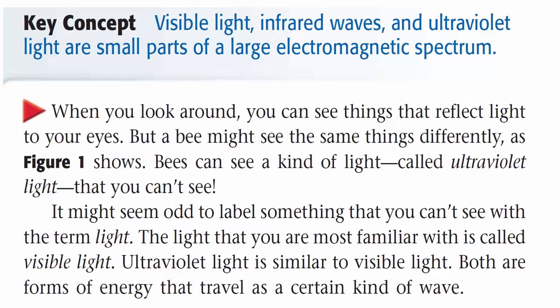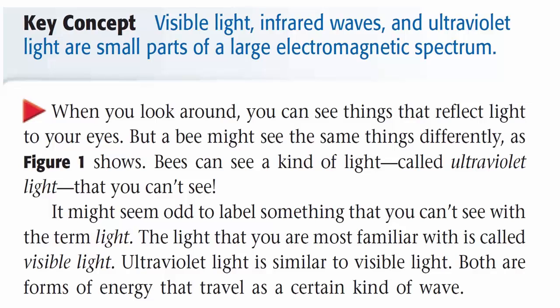Light and living things. Section 1. The electromagnetic spectrum. Key concept. Visible light, infrared waves, and ultraviolet light are small parts of a large electromagnetic spectrum. When you look around, you can see things that reflect light to your eyes.